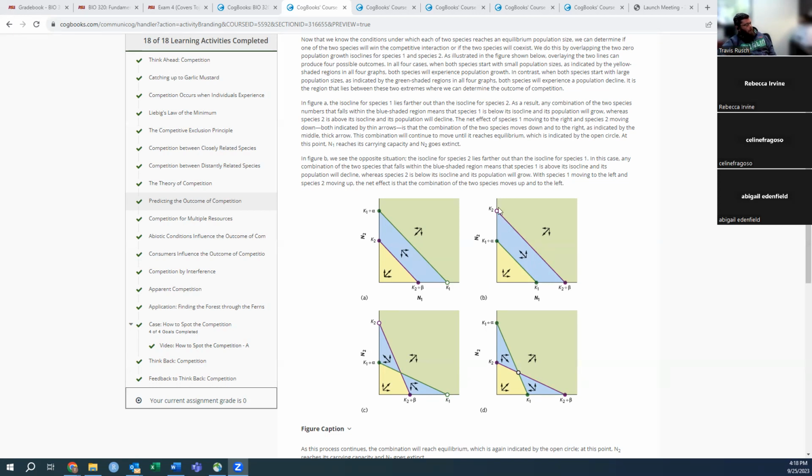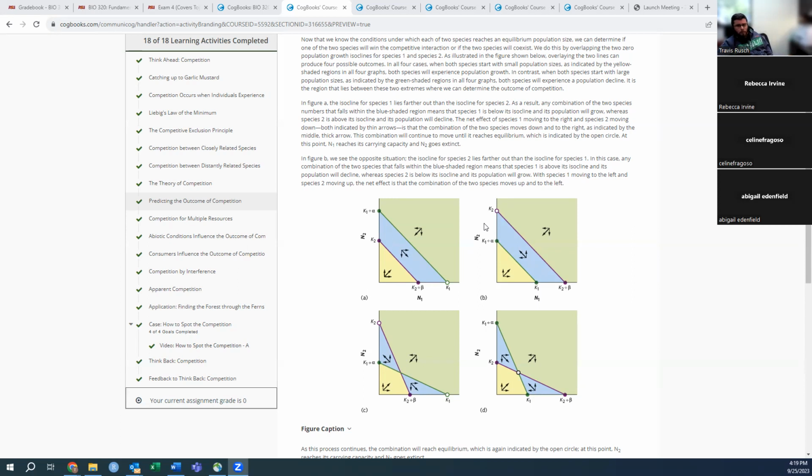So that's why in this scenario, when the isoclines are flipped, we see that the point of equilibrium is when population two reaches K2, or its carrying capacity. And on the x-axis, population one has been pushed all the way to zero. So population one died out, or went extinct, lost the competition, and population two increased to its maximum number, to its carrying capacity.